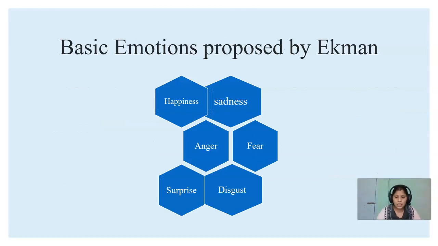Now we'll discuss basic emotions. Basic emotions are the pure emotions. These emotions are not a mixture of any other emotion. Apart from these basic emotions, all other emotions are a mixture of basic emotions. So Ekman proposed six basic emotions. They are happiness, sadness, anger, fear, surprise, and disgust. So these are pure emotions. They are not a mixture of anything.